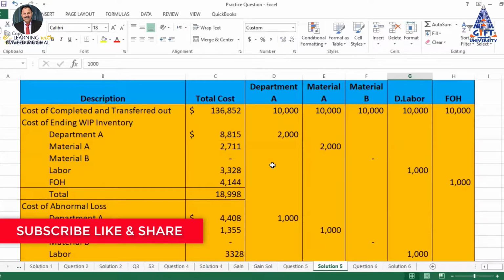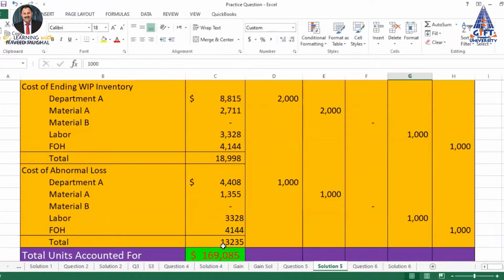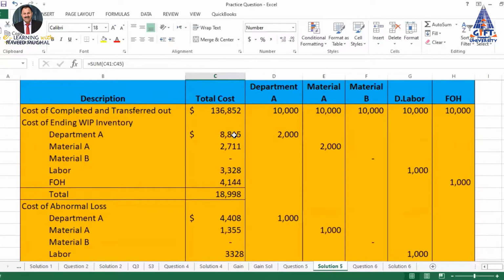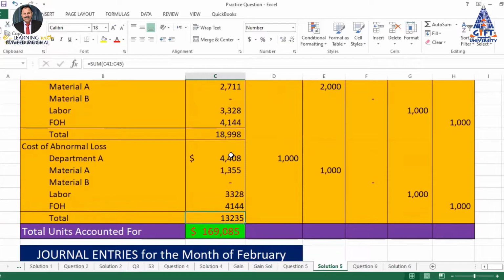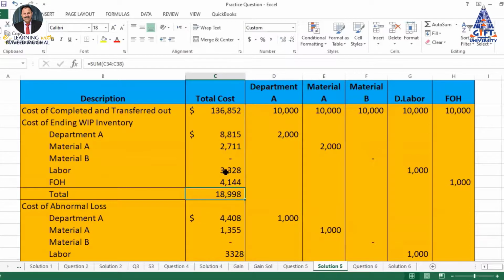So that's why I would recommend you to calculate every cost element and sum them up at the end of the figure, and total them to reconcile the total costs. In this way we have a cost of lost units, that is 13,235. This figure is the ending work in process figure, and this is the units completed figure.